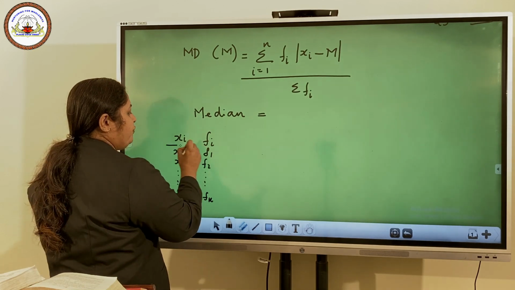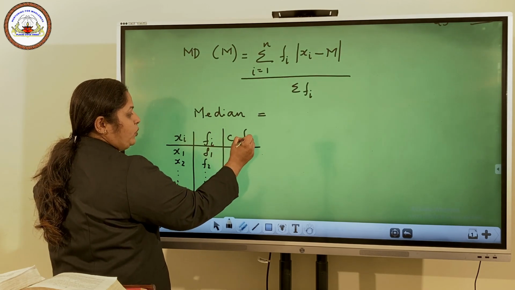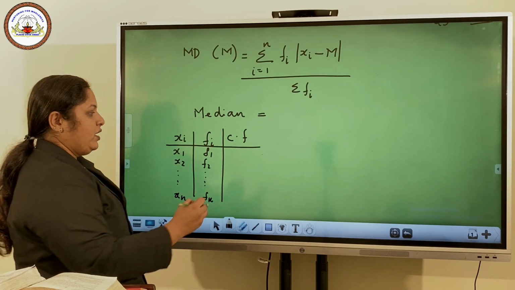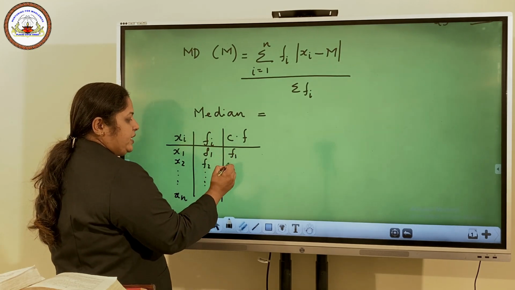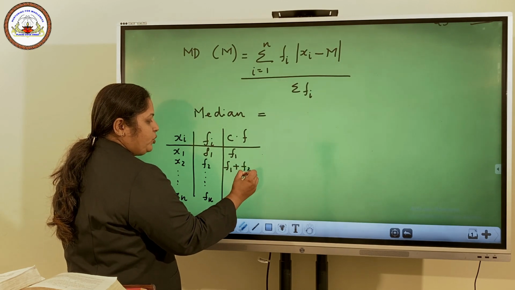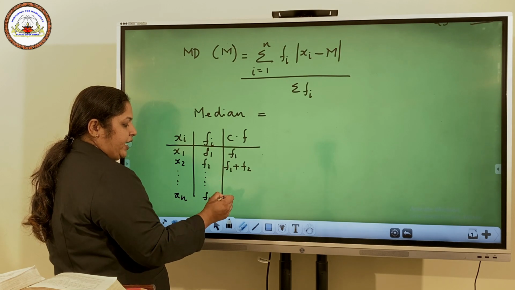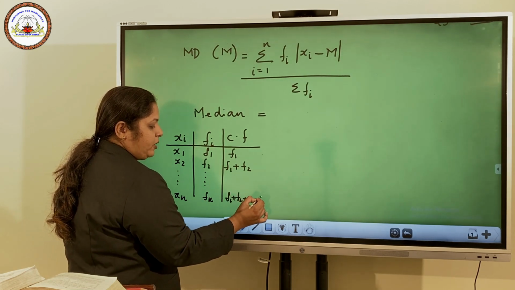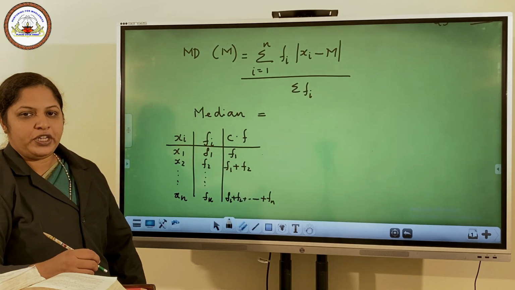Then in order to find the median, we have to find the cumulative frequency. How do we find the cumulative frequency of grouped data? The first value is f1 itself. The second value is f1 plus f2. Then the third value is f1 plus f2 plus f3. And the last value will be f1 plus f2 plus etc. plus fn. This is how you calculate the cumulative frequency.